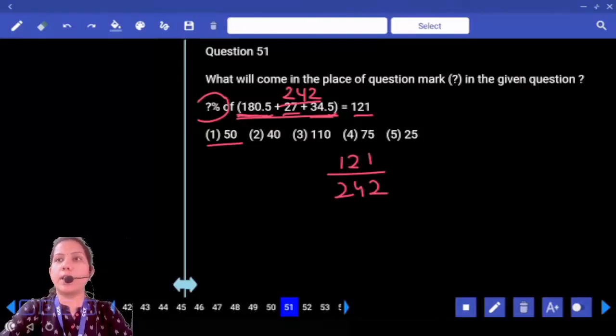Sum is equal to... 121 is how much percentage of 242? That is exactly half. Half means 50%.